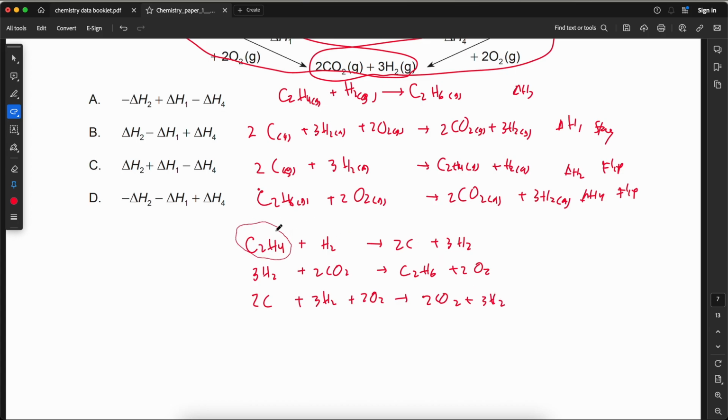So we need C2H4, we need C2H6 and H2. Let's eliminate 2C, 2C, 2CO2, 2CO2, and then 3H2, 3H2, and then 2O2, and then 2O2. Okay, we've got 3H2, 3H2, so there is H2 here. So that would be delta H1 plus delta H4, sorry, negative delta H4, negative delta H2. The answer would be A.